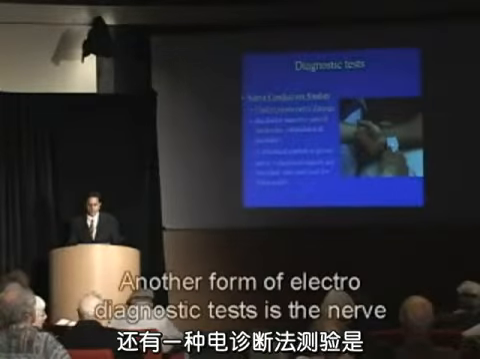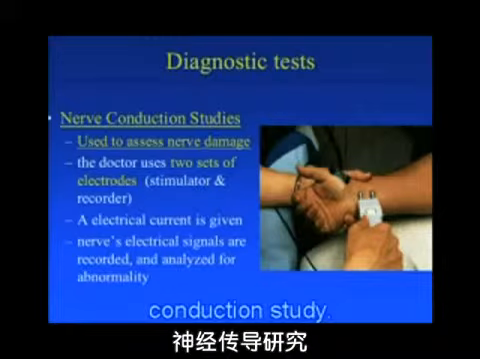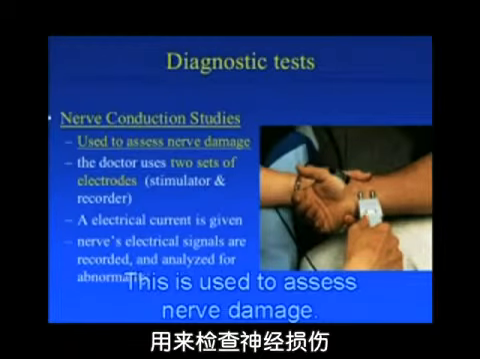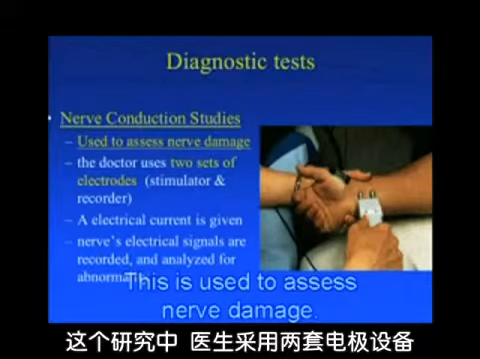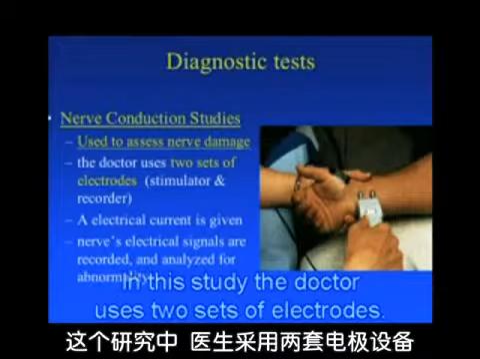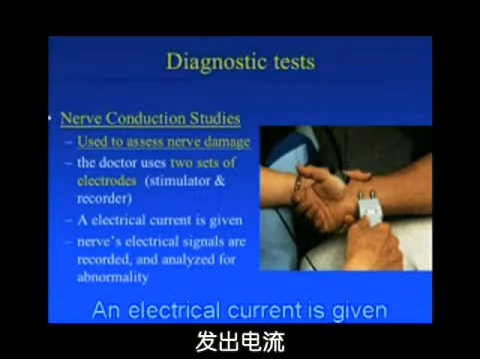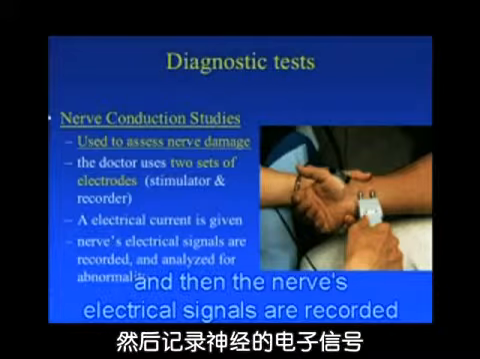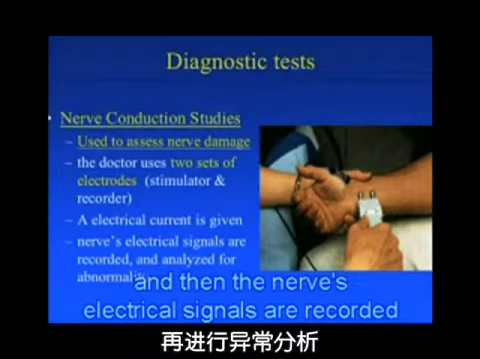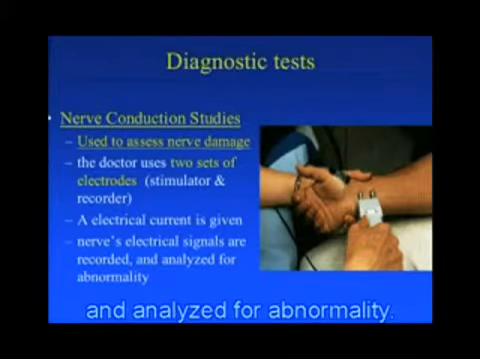Another form of electrodiagnostic test is the nerve conduction study. This is used to assess nerve damage. In this study, the doctor uses 2 sets of electrodes, one which is a stimulator and one which is a recorder. An electrical current is given, and then the nerve's electrical signals are recorded and analyzed for abnormality.